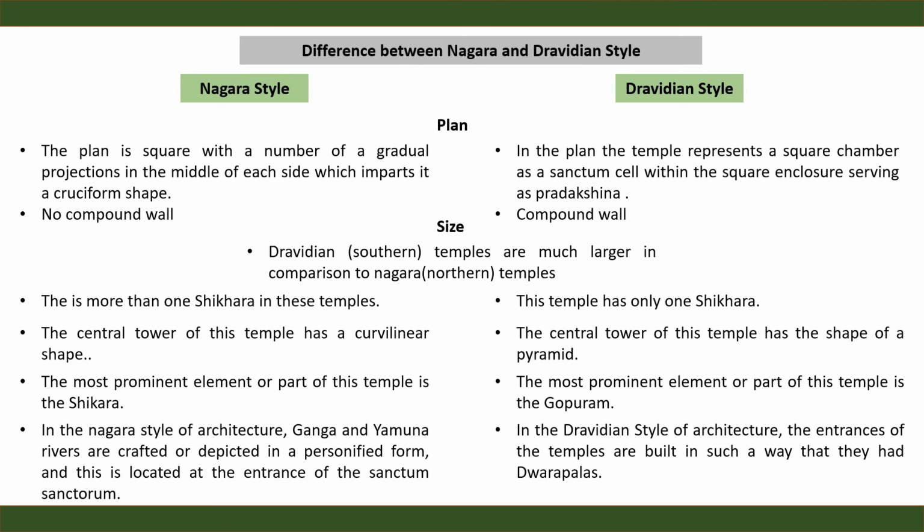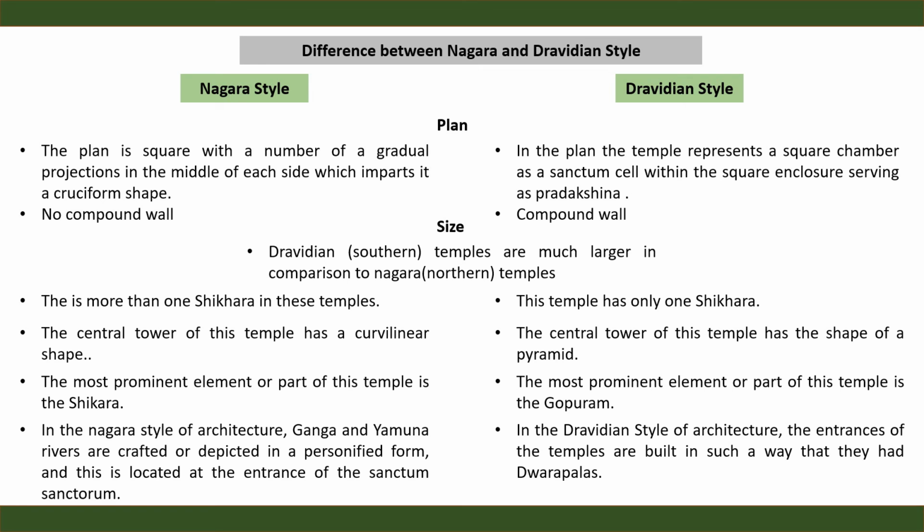So now if we summarize the difference between the Nagara and Dravidian style, we can say in Nagara style the plan is square with a number of gradual projections in the middle of each side which imparts it a cruciform shape. In Dravidian style, in the plan, the temple represents a square chamber as a sanctum cell within the square enclosure serving as pradakshina. In Nagara style, there is no compound wall, whereas in Dravidian style, there is a compound wall or an enclosure. And in terms of size, Dravidian temples are much larger in comparison to Nagara style.